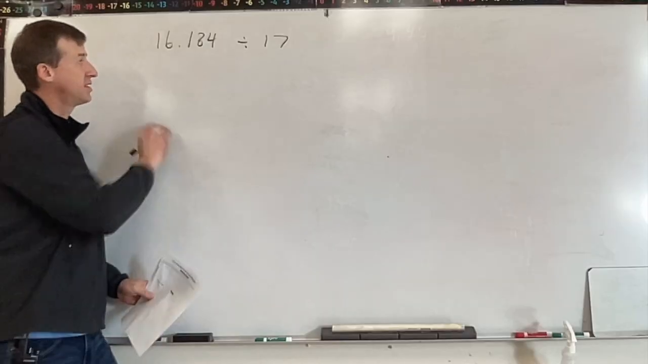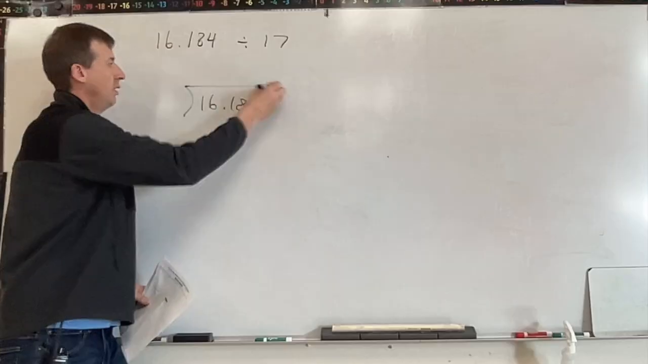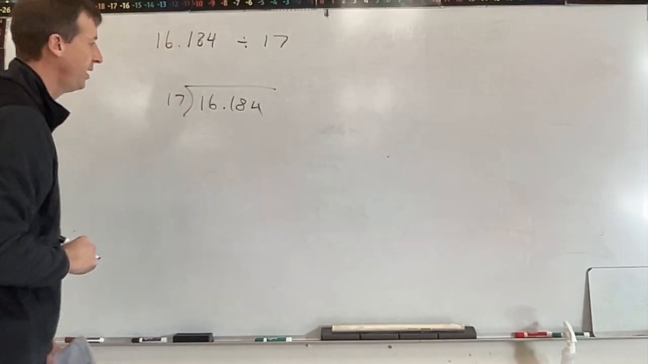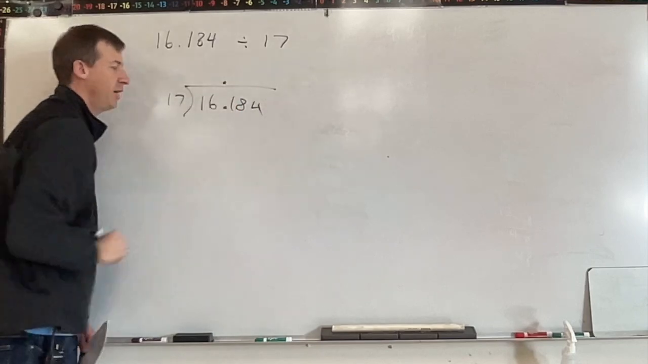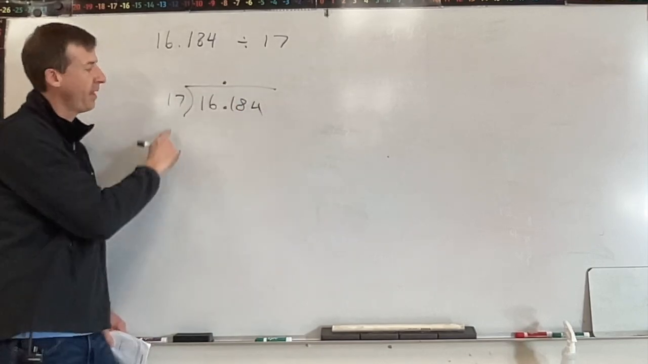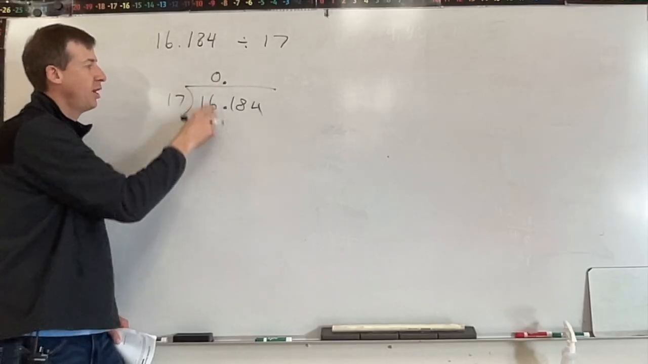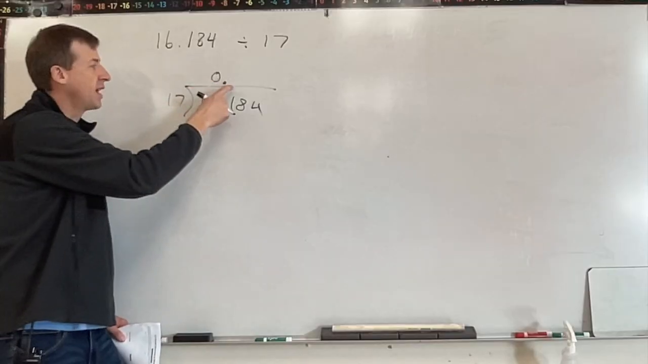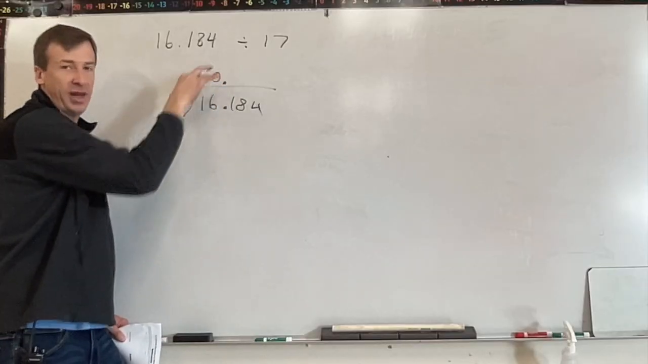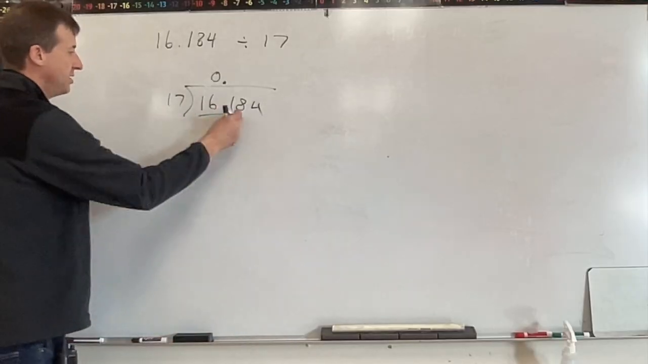Okay, so to solve this one, I'm just going to flip-flop it again. 17 going into 16.184. I'm just going to bring that decimal point up right away. Make sure I keep the position. 17 can't go into 16. It goes in there 0 times. So I am going to put a 0 there. Normally I don't put the zeros, but because I've got the decimal, I'm going to put a 0 just as a placeholder. All right, next we've got 17 going into 161.